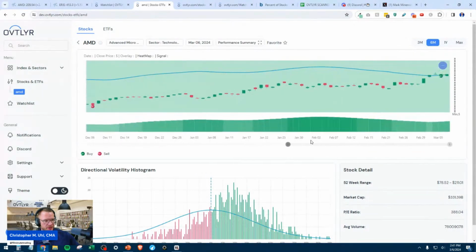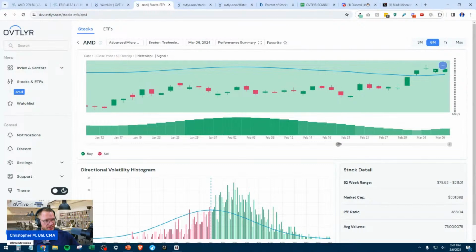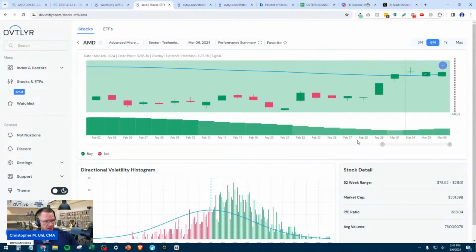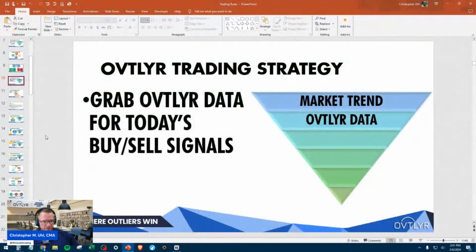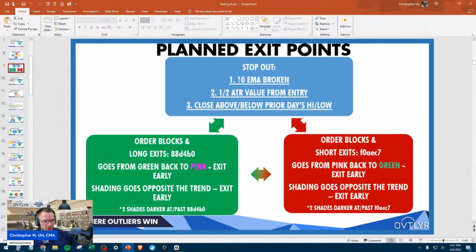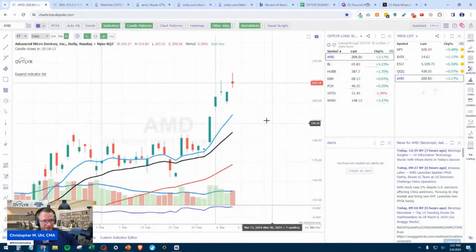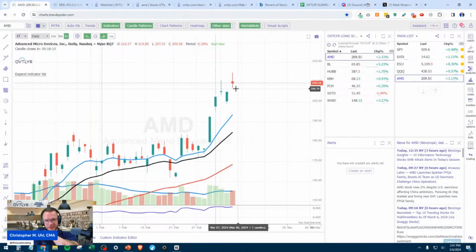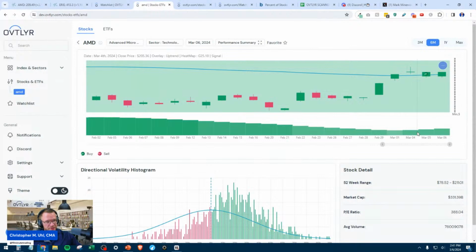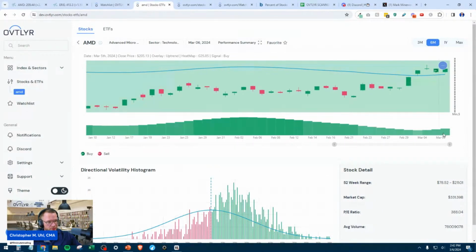Now, if we zoom in here, my exit criteria is the 10 EMA broken, which is not, half ATR from entry, which is not, or it closed below the prior day's low. Now, I didn't mark up my chart, but as you can see here, it's nowhere close to the 10 EMA. It's up 2+% today, so it's not breaking the half ATR. But I do need to update my PowerPoint to include the new color coding.